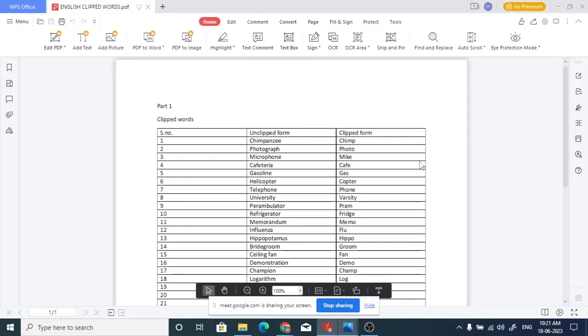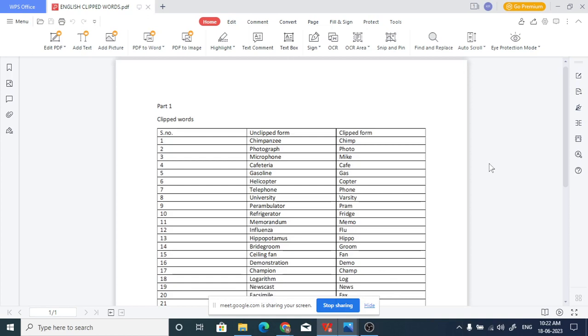Let's look at some of the words. There are some words where we have clipped the words and use the short form of those words. Still we are able to understand them. For example, are you able to see the screen? All of you? Yes, sir. See, chimpanzee is an animal, but in short it is called chimp.